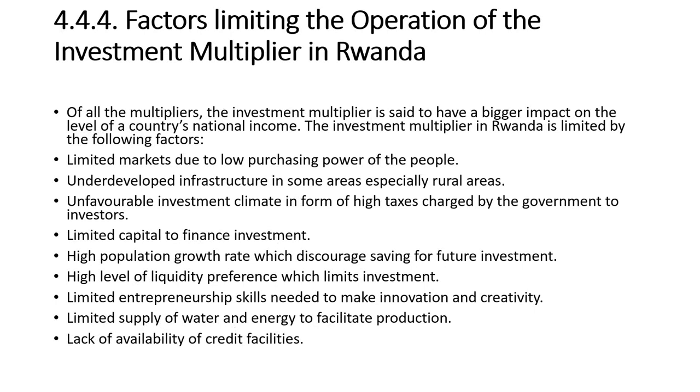The factors limiting the operation of the investment multiplier in Rwanda. Of all the multipliers, the investment multiplier is said to have a bigger impact on the level of a country's national income, because if investment increases in a country, national income may also increase and vice versa. But there are some factors that limit the investment multiplier in Rwanda. Among others, there are the following: limited market, underdeveloped infrastructure in some areas, unfavorable investment climate, limited capital, high population growth rate, low or limited entrepreneurship skills, lack of availability of credit facilities, low level of education, and so on.